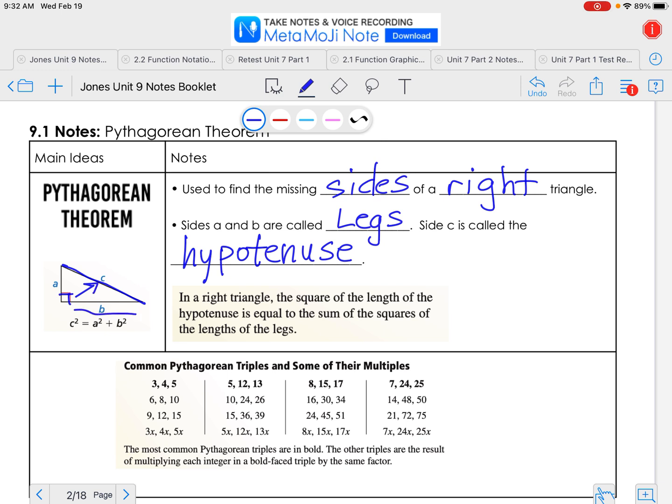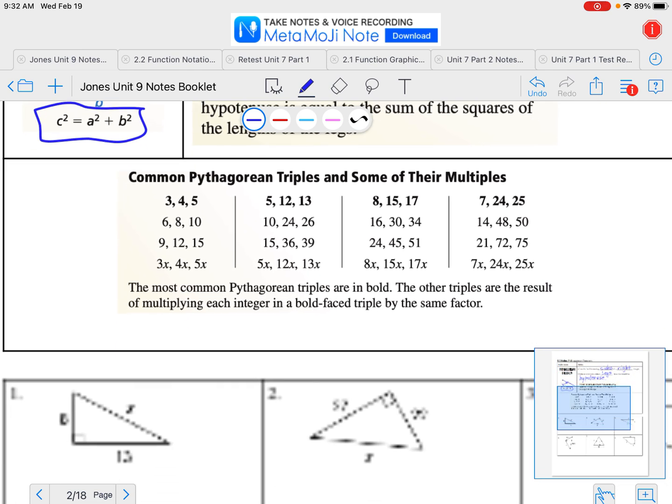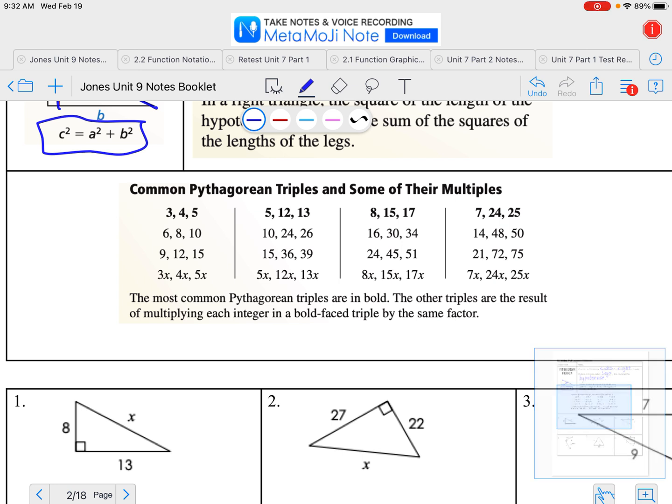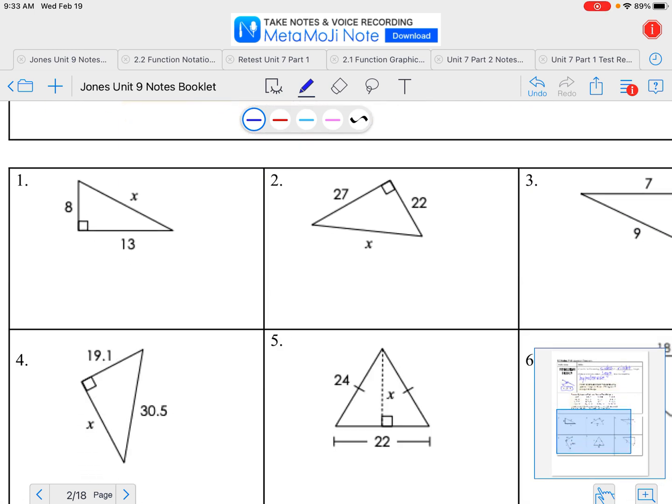So here's your Pythagorean theorem. C squared, the hypotenuse, equals A squared plus B squared. Here are some common Pythagorean triples. That means two legs and a hypotenuse that make a right triangle and satisfy A squared plus B squared equals C squared, just for your reference. You don't have to know these. So let's do a couple of examples.